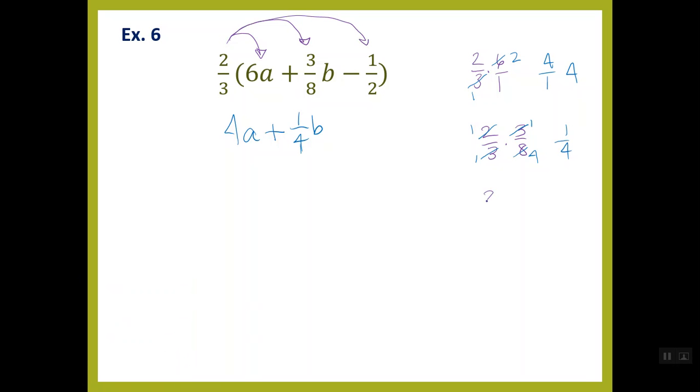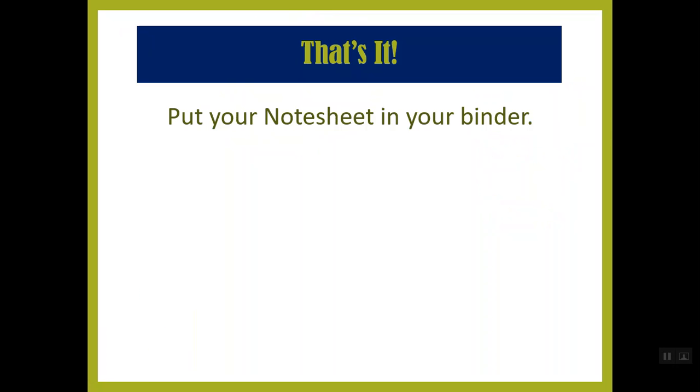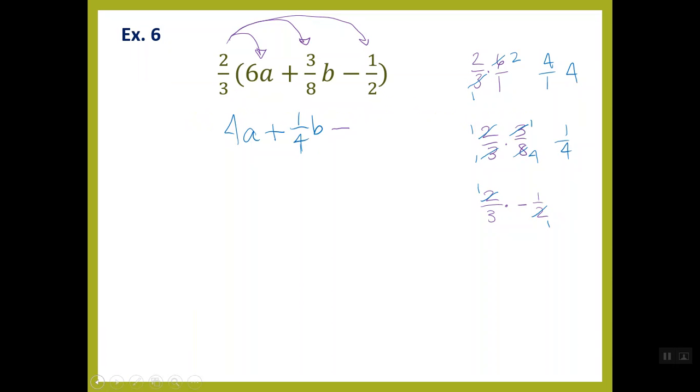And then, changing back to my colors again, I'm going to say 2/3 times negative 1/2. So I need to do 2/3 times negative 1/2. Now, I know that a positive times a negative makes a negative, so I'm just going to write my negative in right away before I even get my number. Now I'm going to cross simplify, dividing by 2 and dividing by 2. Okay, and so now 1 times 1 is 1, 3 times 1 is 3, and so it's negative 1/3. So I'm left with negative 1/3.